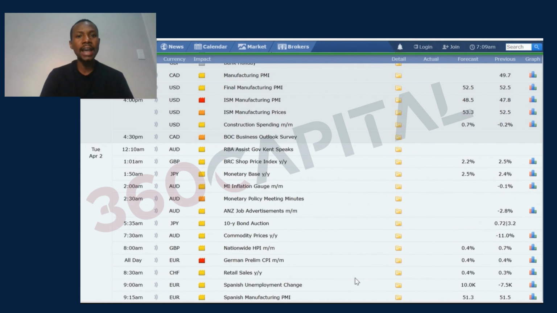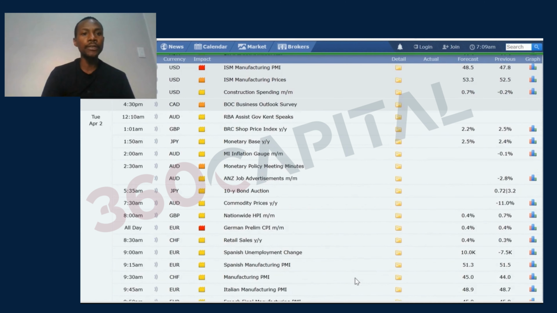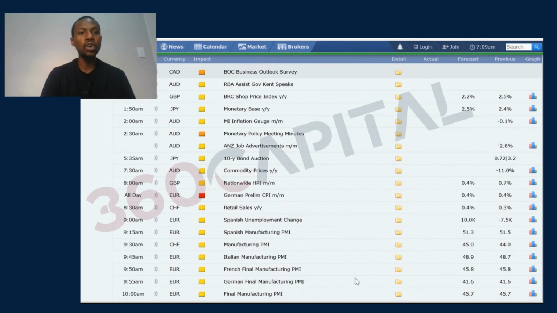But there's high impact volatility news coming at 4 p.m. from the US: ISM manufacturing PMI. It will drive indices like NAS 100, US 30, and S&P 500, bringing a little more volatility. Later, at 4:30 p.m., we have the Bank of Canada business outlook, which will push the Canadian dollar.